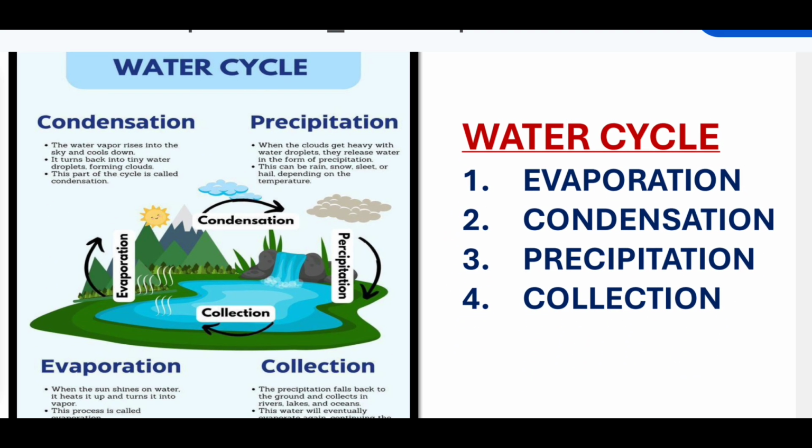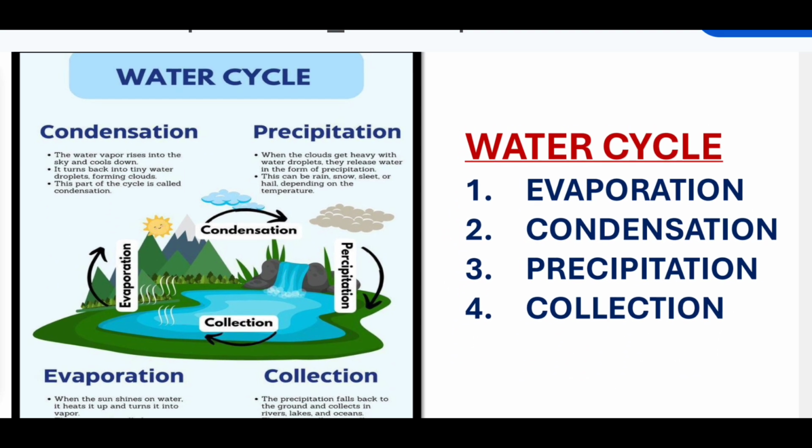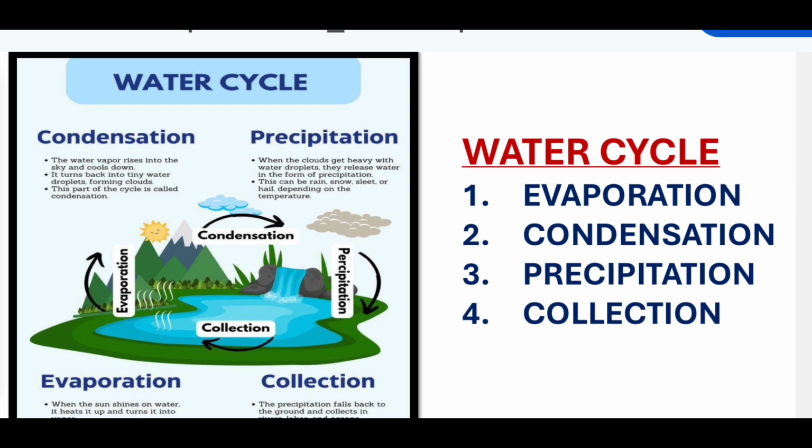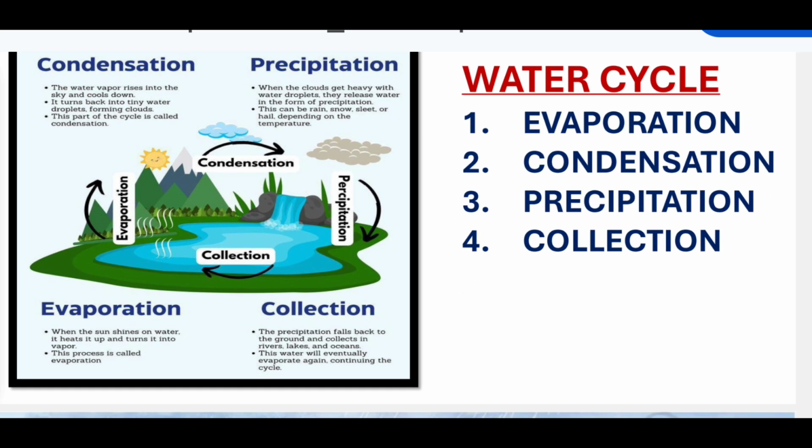So the water cycle is given over here. The water cycle is made up of 4 processes. The first process is evaporation. When the sun shines on water, it heats it up and turns it into vapor. This process is called evaporation. So what happens with the evaporated water? It goes up in the air, in the sky.